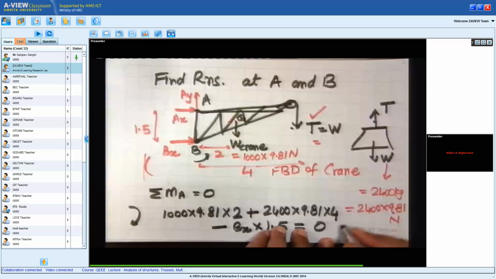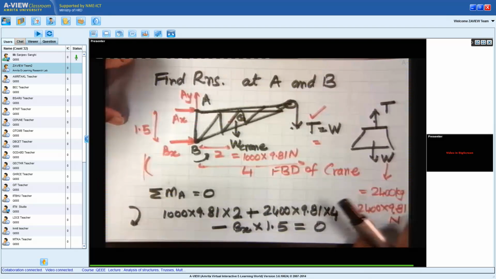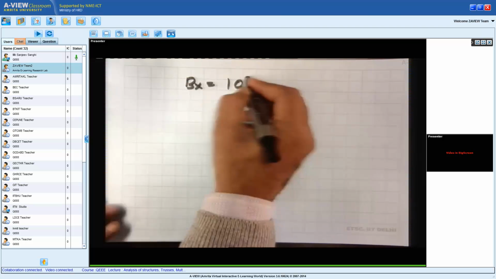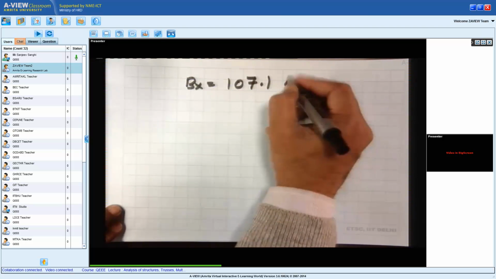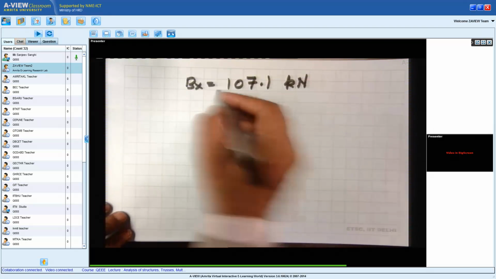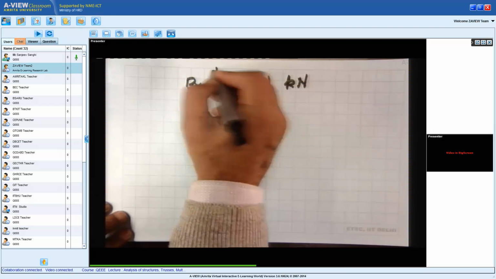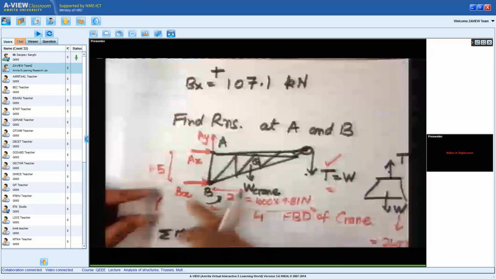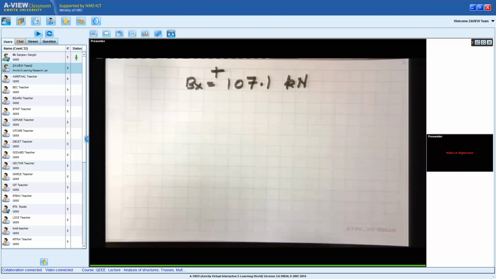If you work this out, as I have written in this equation, Bx will turn out to be equal to 107.1 kilonewtons. I'm not writing it. If there is something with a plus sign, you get plus. And what does this mean? The plus sign means that the force indeed is in the same direction in which you have shown.